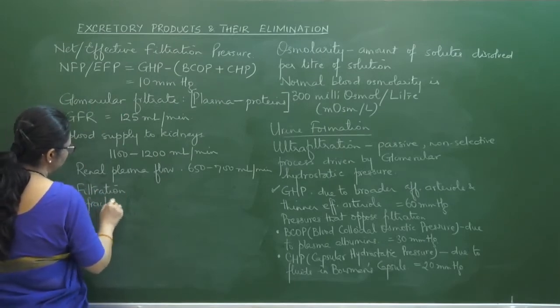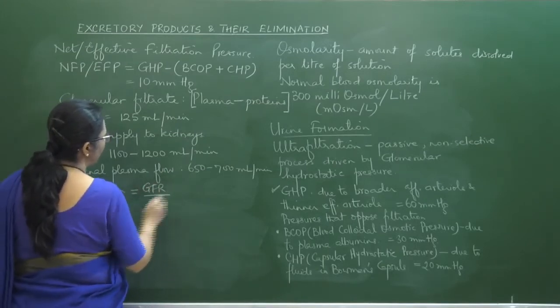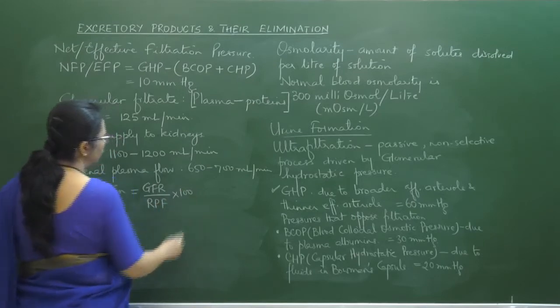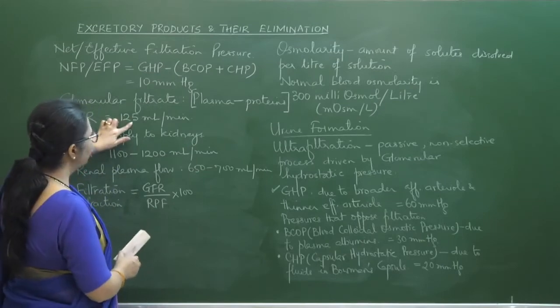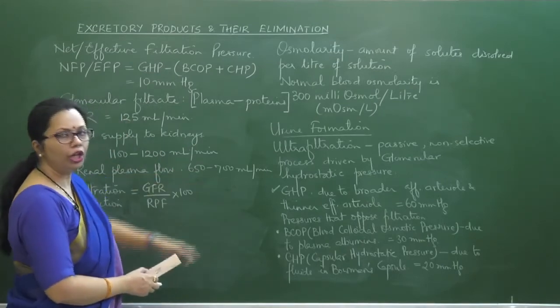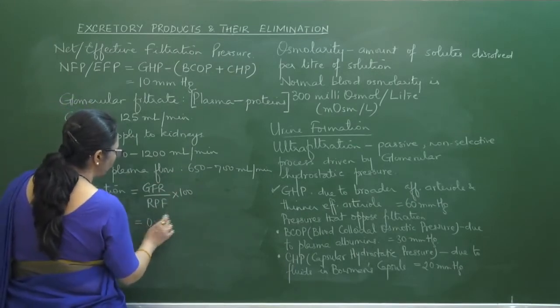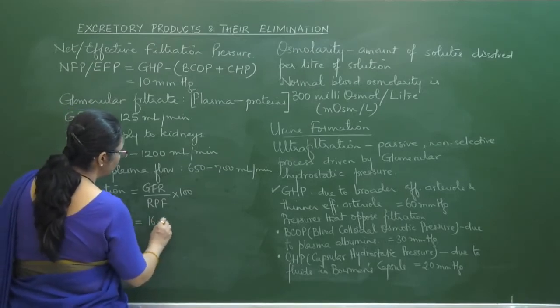Filtration fraction would be GFR upon RPF, and you can multiply by 100, so instead of a fraction you'll get a percentage. So you can do 125 upon 650, you can do 125 upon 700. So you will get a range of around 16 to 20%.